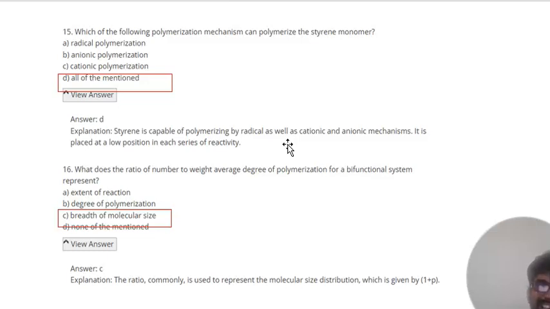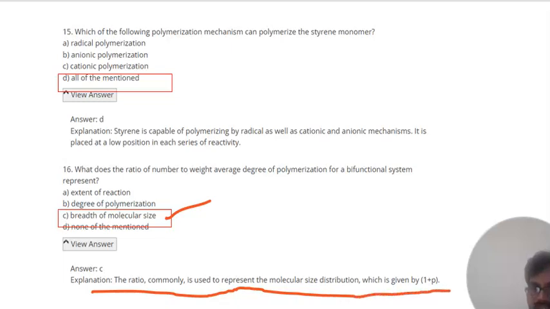You can see very clearly, what does the ratio of the weight average to number average degree of polymerization for a bifunctional system represent? Options given are extent of reaction, degree of polymerization, and width of molecular size distribution. The right answer is C. The explanation is given: the ratio commonly used to represent the molecular size distribution is given by 1 plus P. So C is the right answer.